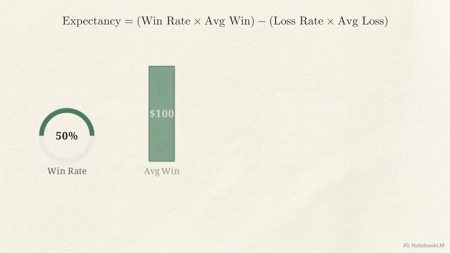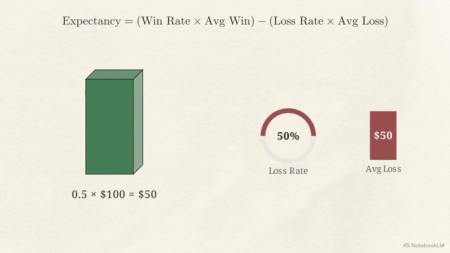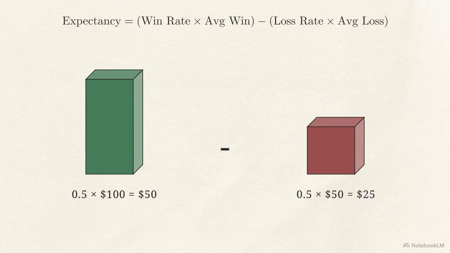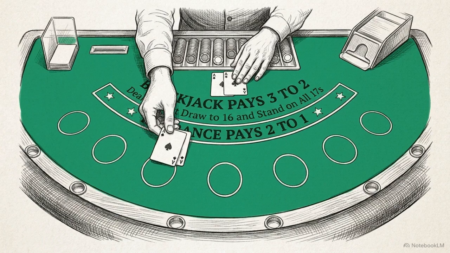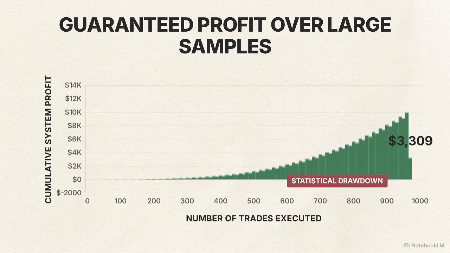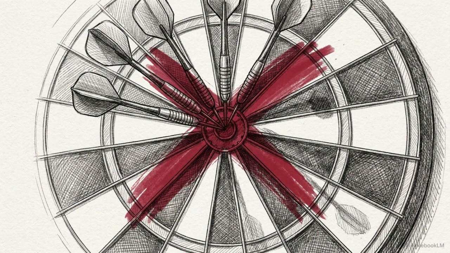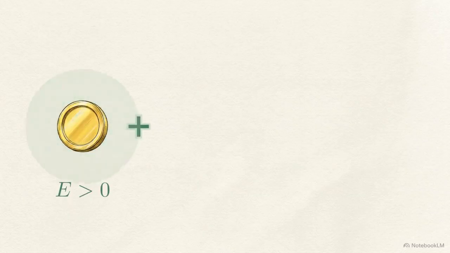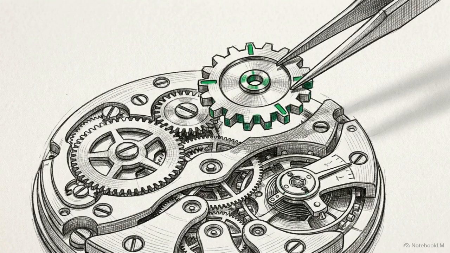Let's plug in some baseline numbers. If your win rate is 50%, your average win is $100 and your average loss is $50, you multiply 0.5 by 100 and subtract 0.5 by 50. Your expectancy is a positive $25 per trade. This is exactly how a casino operates. The house doesn't win every hand of blackjack, but because the rules dictate a positive mathematical expectancy in their favor, they are guaranteed to profit over thousands of hands. You do not need a 90% win rate to be successful. As long as your expectancy calculates out to a positive number, you have a mathematical edge that will survive the long term.